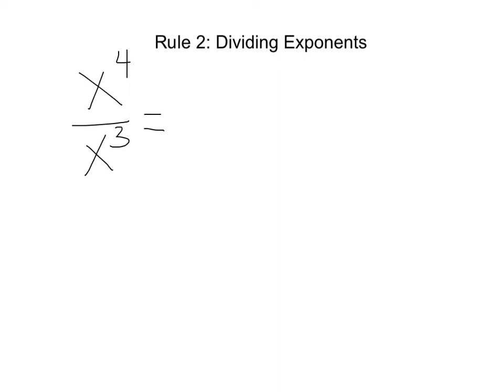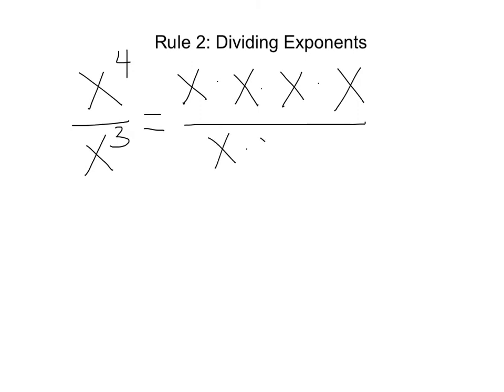First thing I'm going to do is write this in expanded form. So the numerator has x times x times x times x over x times x times x. So all I did there was just expand this so that I have the whole thing written together. Now, you know that if two things are the same in the numerator and the denominator, they can cancel each other out. So these two x's cancel out, these two x's cancel out, these two x's cancel out, and all we're left with is x.